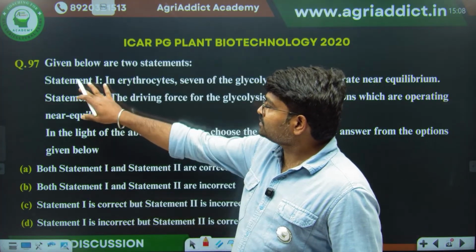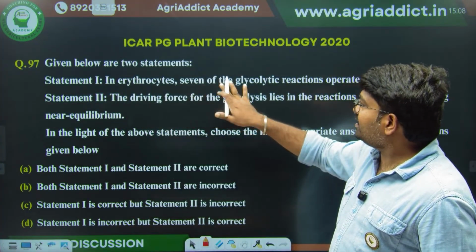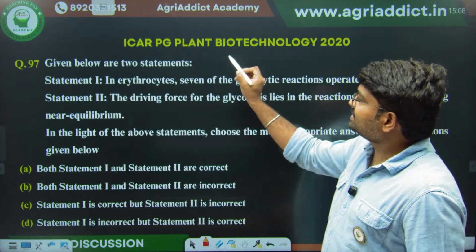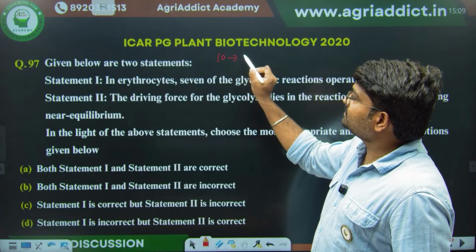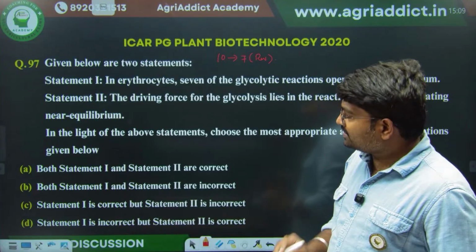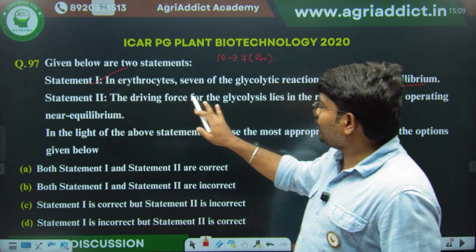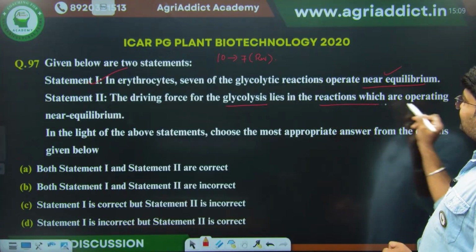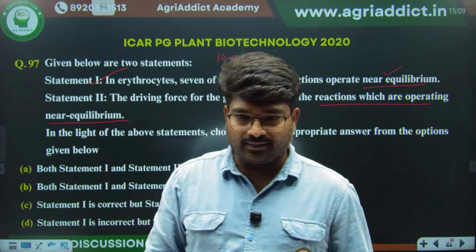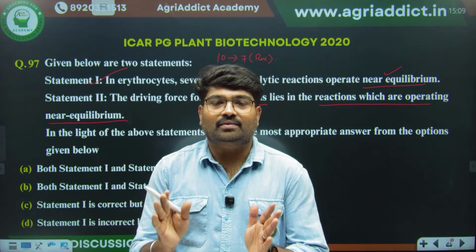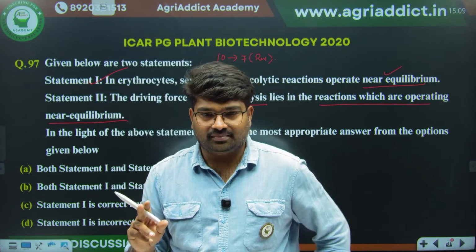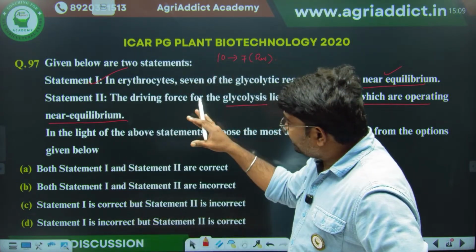Statement question. In erythrocytes, 7 of the glycolytic reactions operate near equilibrium. That means out of 10 steps in glycolysis, 7 are happening reversibly, that is near equilibrium. Yes, this is correct. The driving force for glycolysis lies in the reactions which are operating near equilibrium. Whether this will be correct? The regulatory enzyme will never be a reversible process enzyme. So, this is not the driving force for glycolysis.